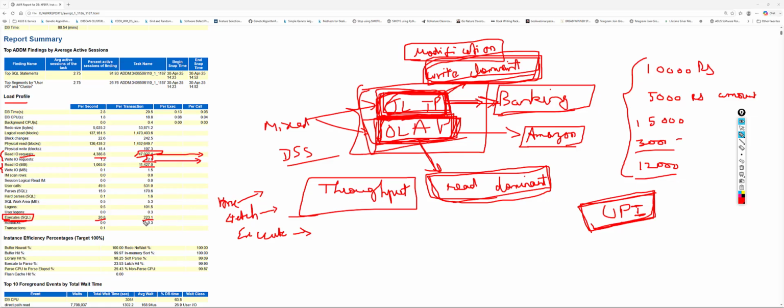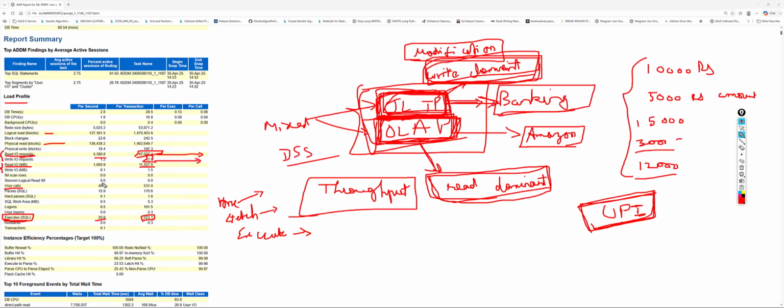Here we see executes are also 223. So this means we do see writes as well, but not very high. Comparatively reads are very high, and physical reads are also high. Physical reads and logical reads would not conclude whether it is an OLTP or OLAP system, but mainly you have to focus on the read IO request and read IO MB. That will confirm whether it is OLTP or OLAP.